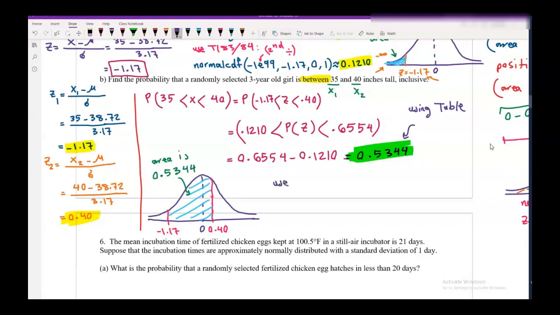Now use the TI-83, 84. Again, we have the z-score and we have to find the area, so use normal CDF. In this case, the lower bound is -1.17, upper is 0.4, mean is 0, standard deviation is 1. So use the calculator and enter these.